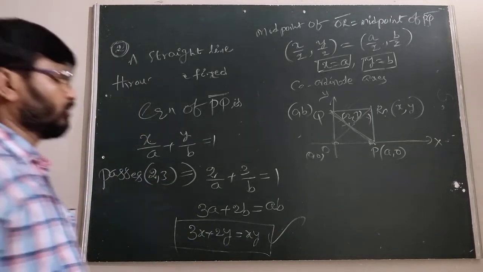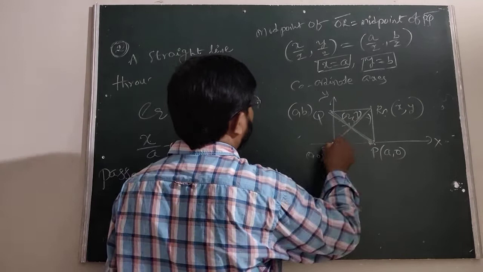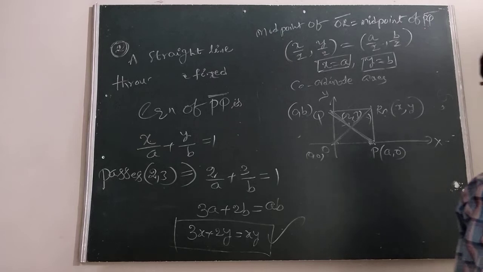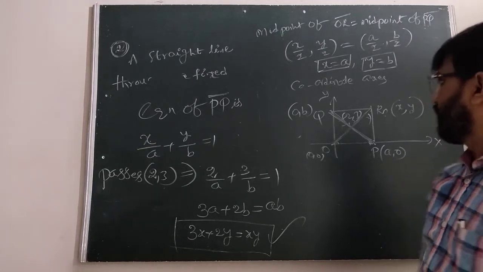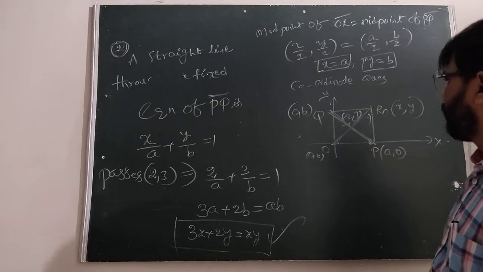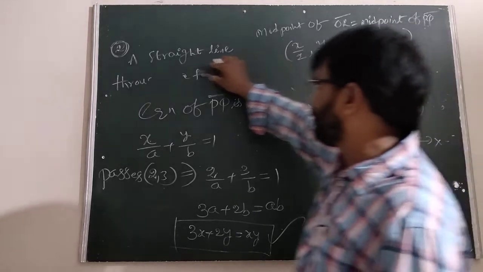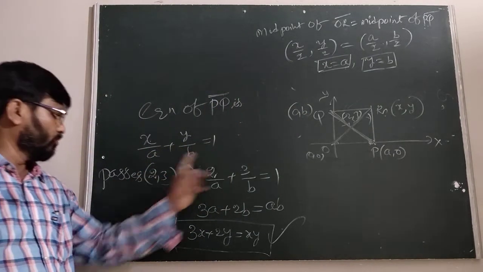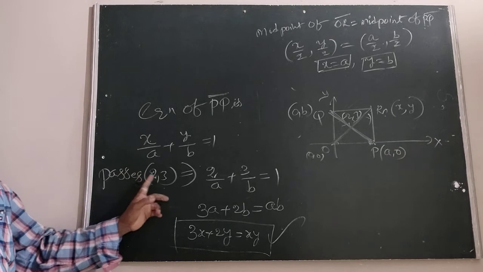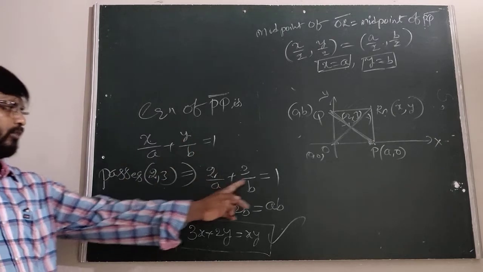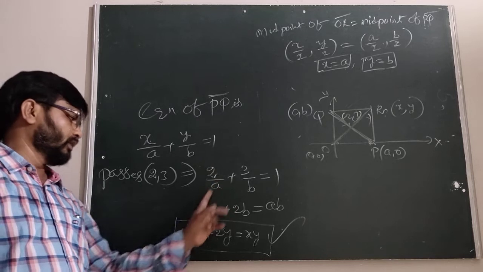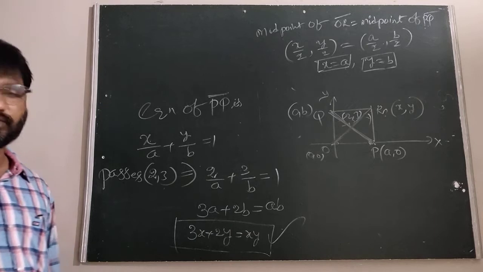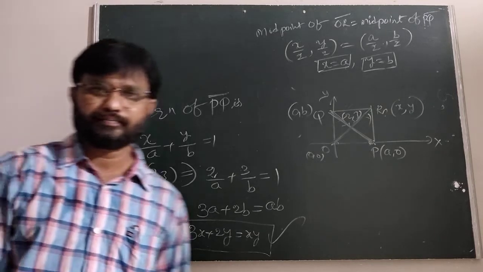Is it clear? First we have to take the midpoint of PQ equal to the midpoint of OR. We have to take the midpoints of the diagonals. After that we get x = a and y = b. Then you can write the equation of PQ as x/a + y/b = 1. It passes through the point (2, 3), that is 2/a + 3/b = 1. After that 3a + 2b = ab, where a is x and b is y. This is the required locus of R.